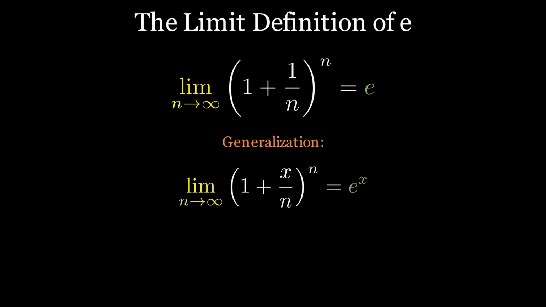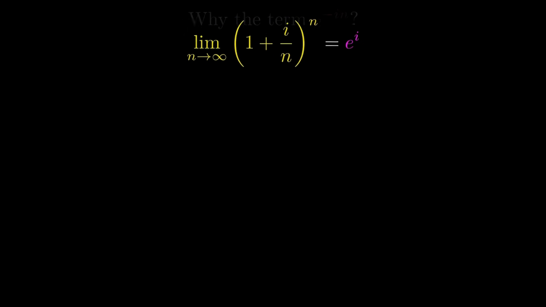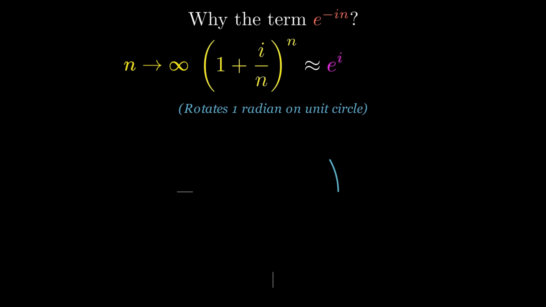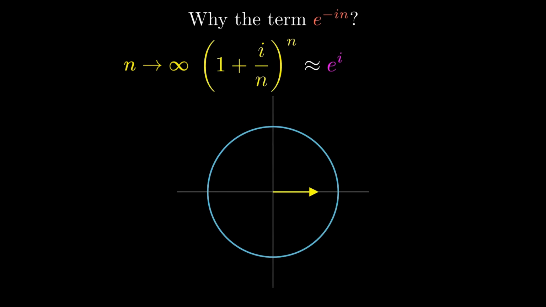And now the fun part. Let x equal i. Then (1 + i/n)^n approaches e^i. So this boring real limit secretly creates rotation in the complex plane, and that's the door we're going to push open next. Recall this limit. As n goes to infinity, (1 + i/n)^n equals e^i. And what does e^i mean? It's a rotation. On the unit circle, it turns you by 1 radian.